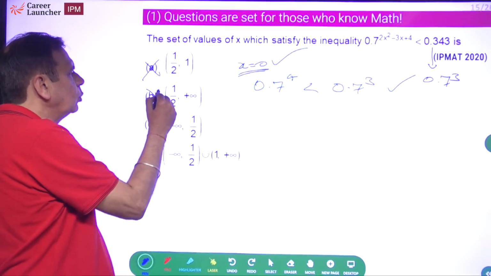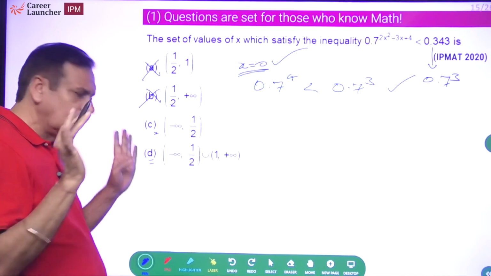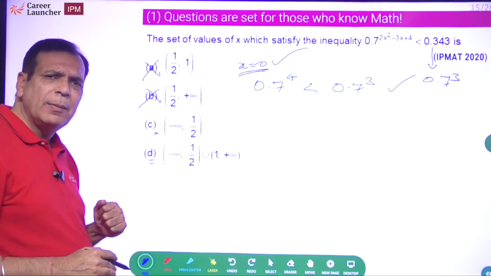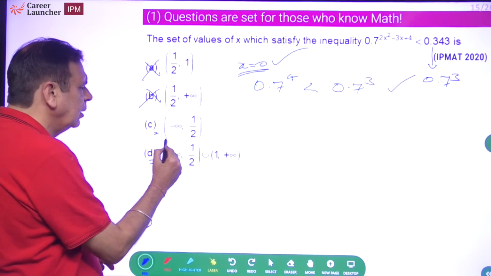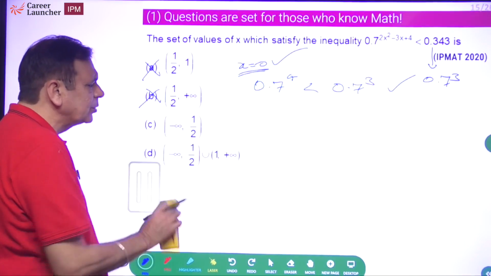Choice A and B do not contain 0, so they are incorrect. समझ आ गया? अगला स्टेप. 2 choice तो अभी भी है मेरे पास. Now look at both these choices, C and D. This is the same. Ignore the part which is same.